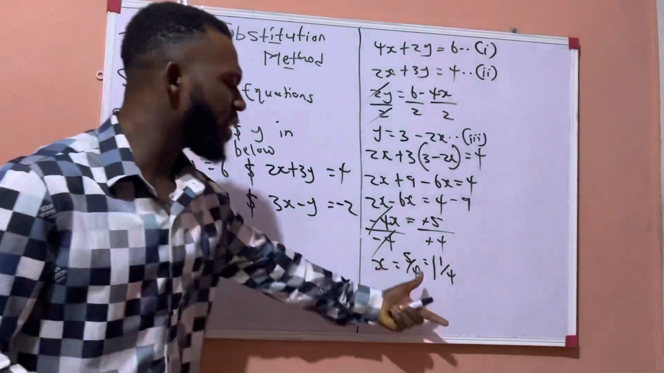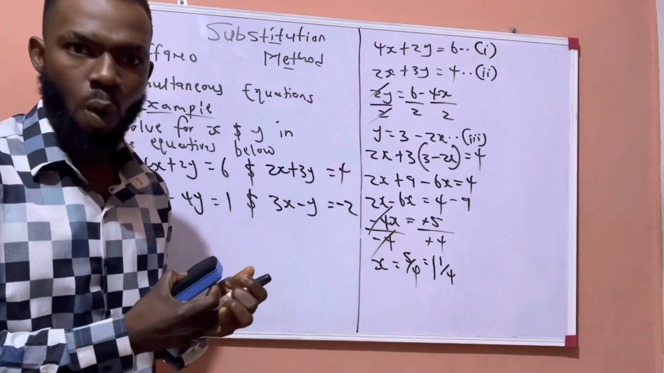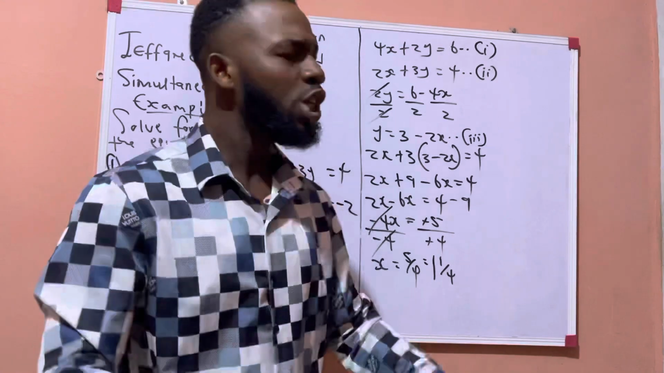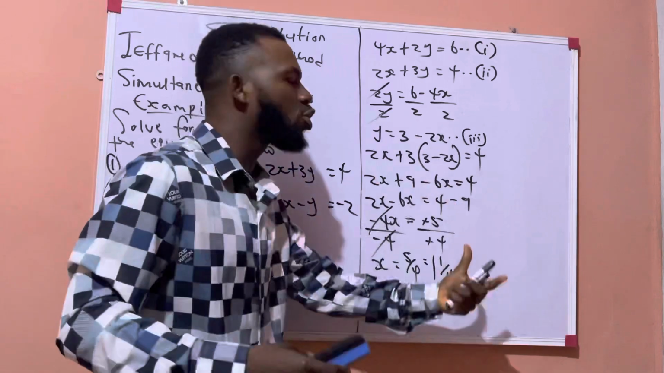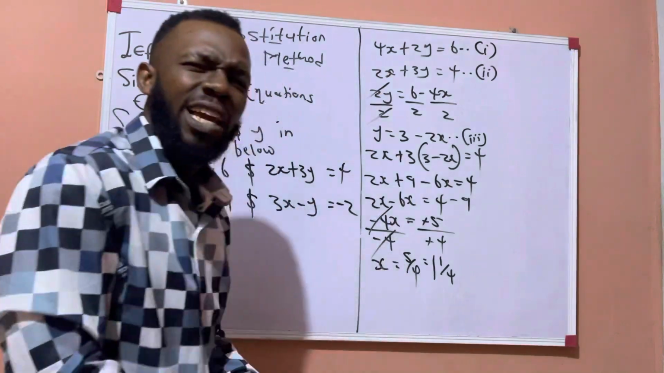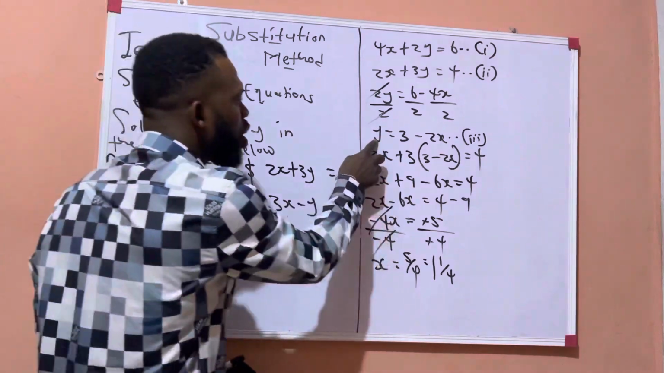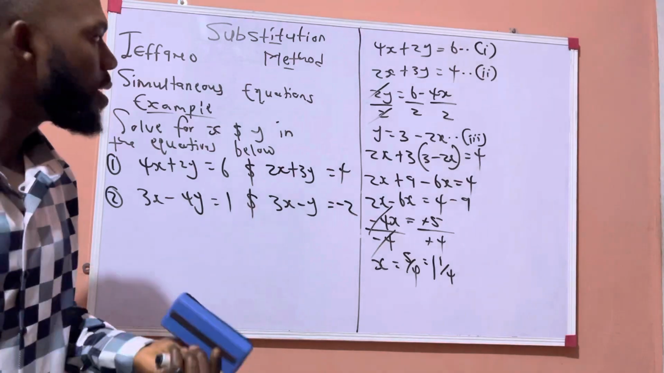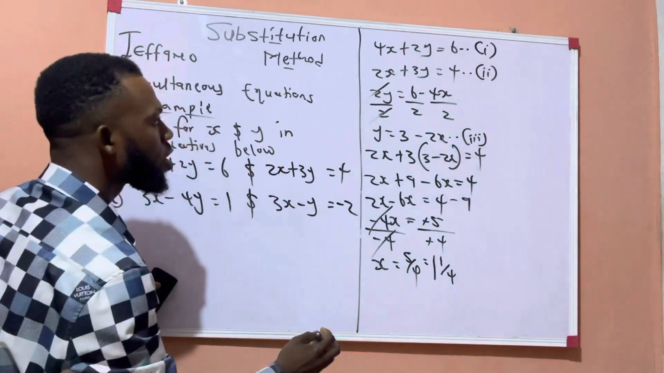Now, class, without wasting time, we have gotten the value of x. What is the next value we are going to look for now? It is the value of y. Now, for us to get y, class, you can make use of equation 1, equation 2, and equation 3. You are going to get the same answer. But the easiest equation to make use of is equation 3. Because why? In equation 3, your y is already the subject of the formula. Now, in equation 3, anywhere I see x, I will give 5 over 4 because that is the value of x. Now, substituting 5 over 4 for x in equation 3, we are going to get something like this.